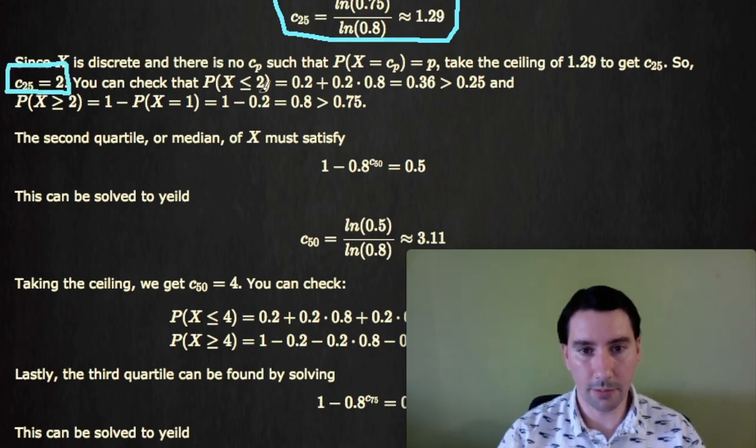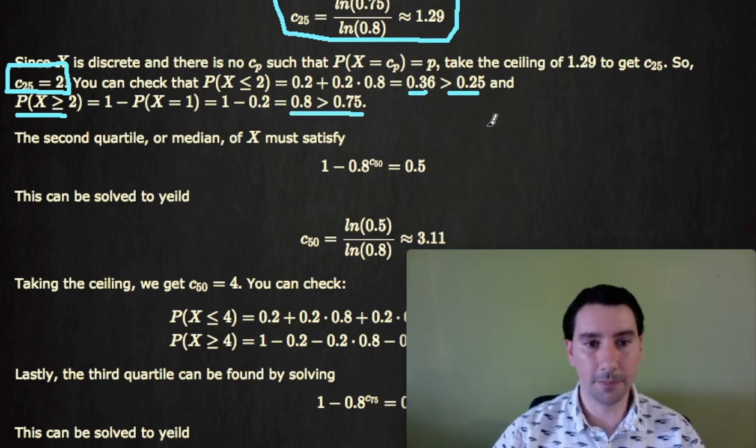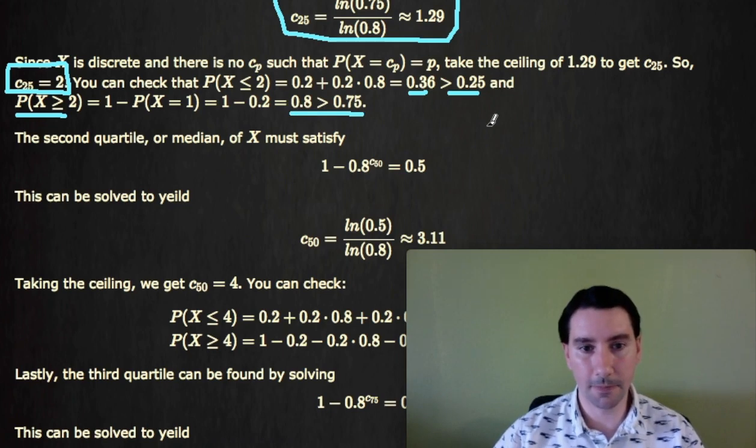And you can check that the probability x is less than or equal to 2 is 0.36, which is bigger than 0.25, and the probability x is bigger than or equal to 2 is 0.8, which is bigger than 0.75. So c25 is 2, the first quartile.